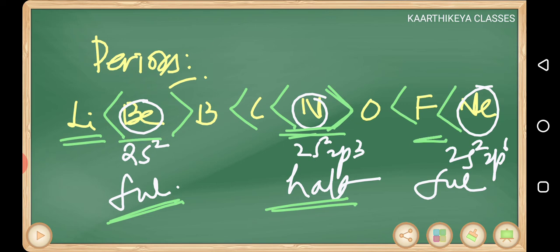Don't compare beryllium and carbon. Don't compare beryllium and nitrogen. Don't say, sir, beryllium is full-filled so it is more than nitrogen. No, just when you compare with the next element, it is more. So beryllium, nitrogen, and neon are the types of exceptions.